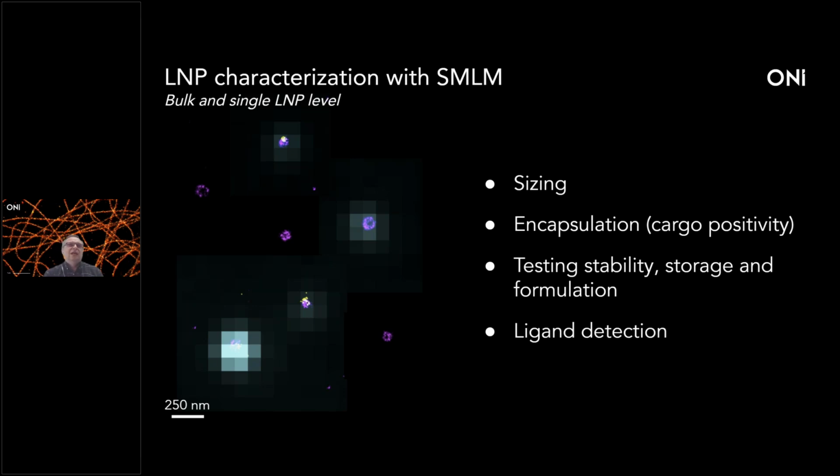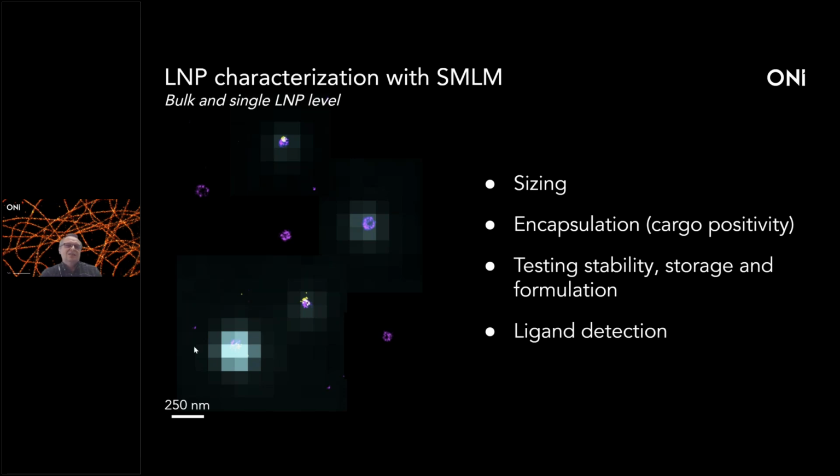Because at some point you would like to know, is there a correlation between the amount of cargo and the sizing? Or when I modify my particles, when I use a different procedure to create them, do I still get the same type of particle? Is the composition the same or not? Today I will show you that with one technology, with one experiment, you can obtain multiple different pieces of information. One of them is the sizing or morphology.